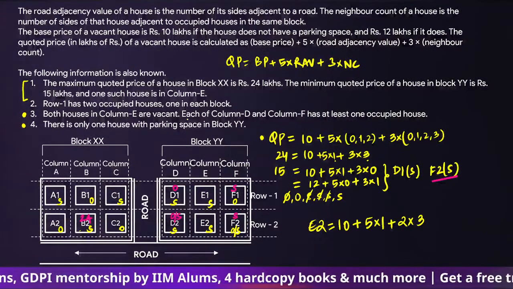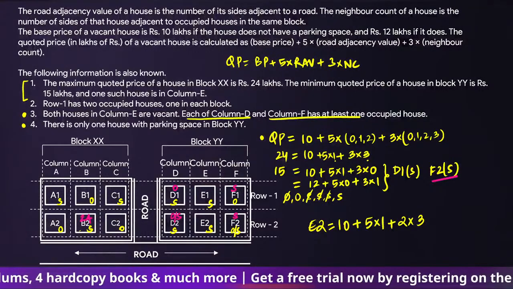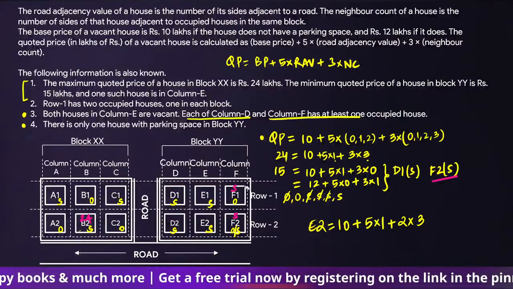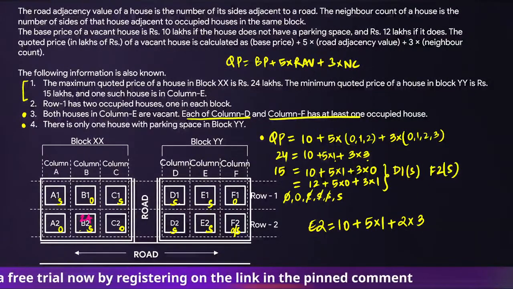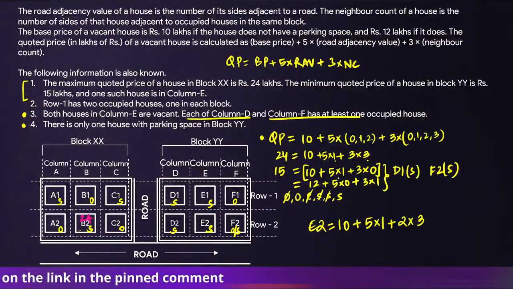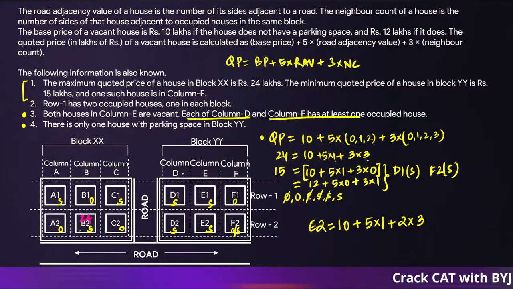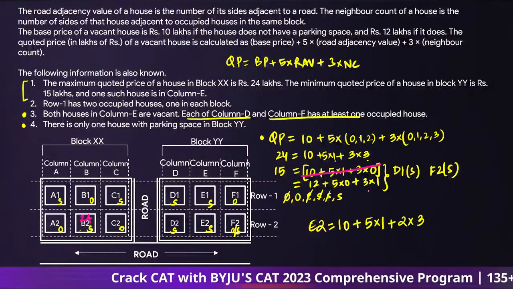Okay, so since this statement says each of column D and column F has at least one occupied space, and मैं अगर इसको हटा दूं, and if I say that D1 house is for sale, I'm talking about ये वाला combo. Roadside है, only one roadside and no occupants beside it. So if D1 is for sale, then E1 and D2 are also for sale. That would mean कि ये occupied house नहीं मिल रहा, right? So that would mean we can't have this.